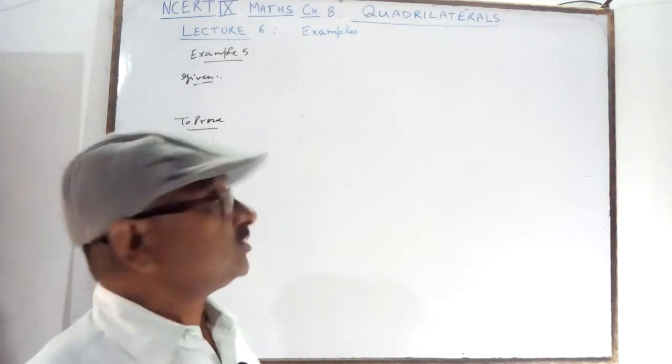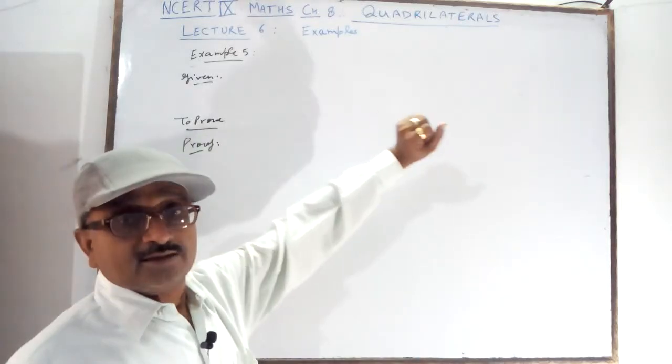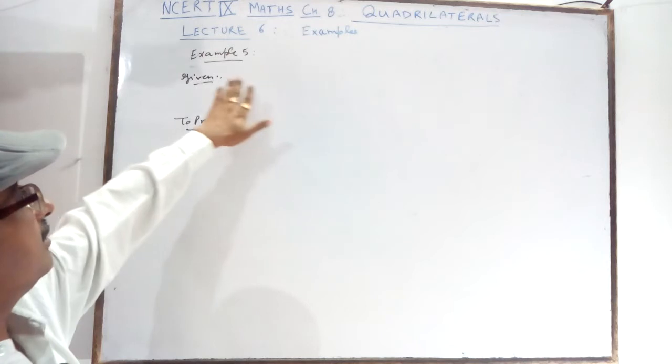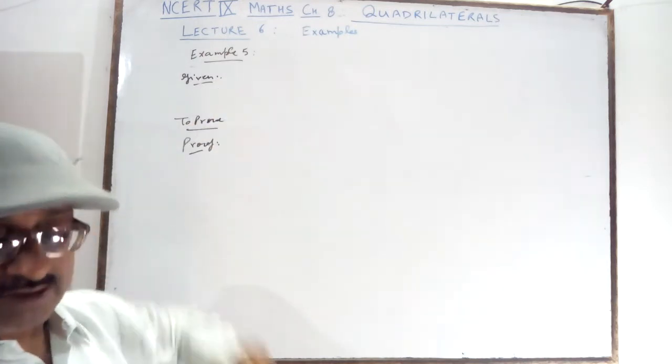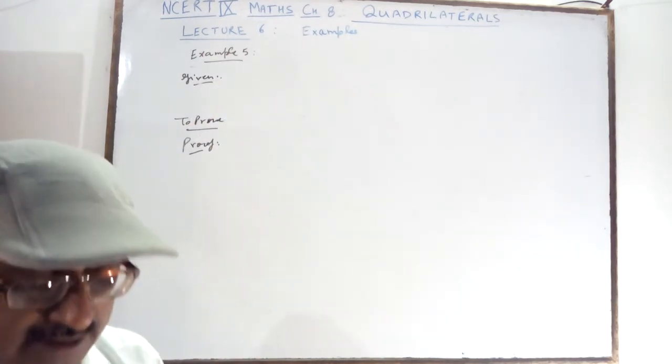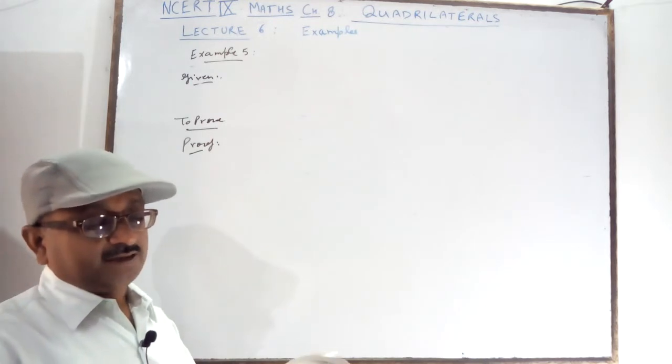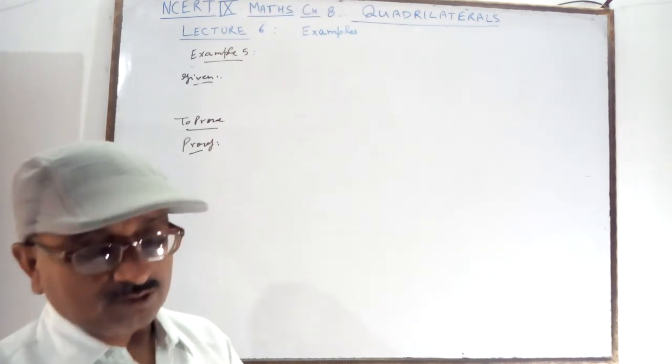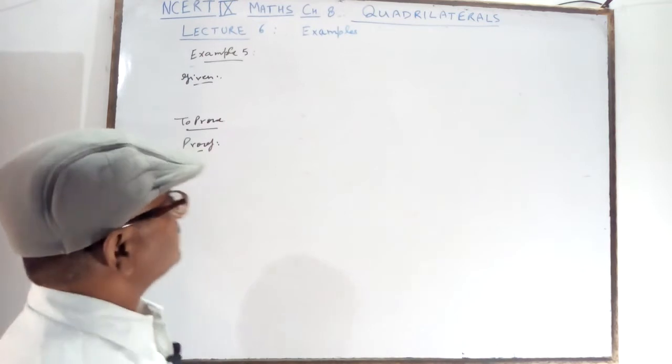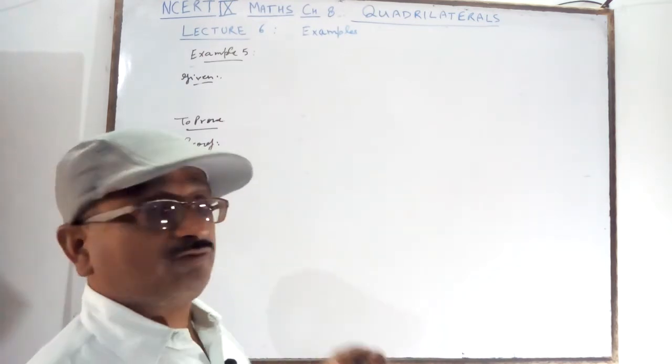Here Akhil Srivastava teaching you Maths of class 9th, chapter 8 quadrilateral. So example 5 we'll see. In example 5 of NCERT: show that the bisectors of the angles of a parallelogram form a rectangle.